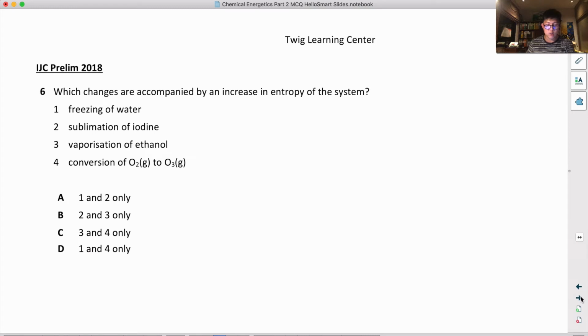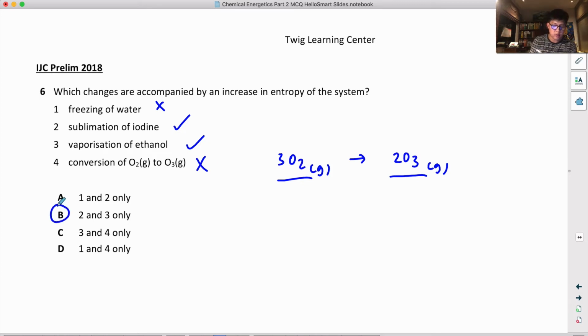Okay, let's look at question 6. Which changes are accompanied by an increase in entropy, more disordered? Freezing of water becomes ice, is actually more ordered, so out. Sublimation, iodine from solid becomes gas, more disordered. Vaporization, ethanol from liquid becomes gas, more disordered. Conversion of oxygen to ozone. If you try to balance it, you have to multiply by 3 here and put 2 here. So you notice that 3 moles of gas become 2 moles of gas. It becomes more ordered, but the question is asking for more disordered, so this is also out.